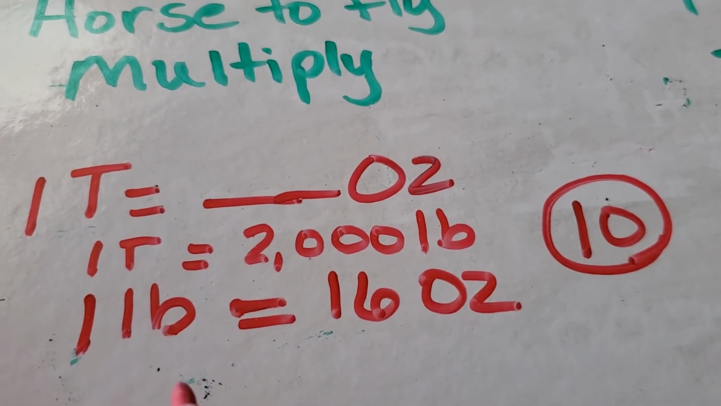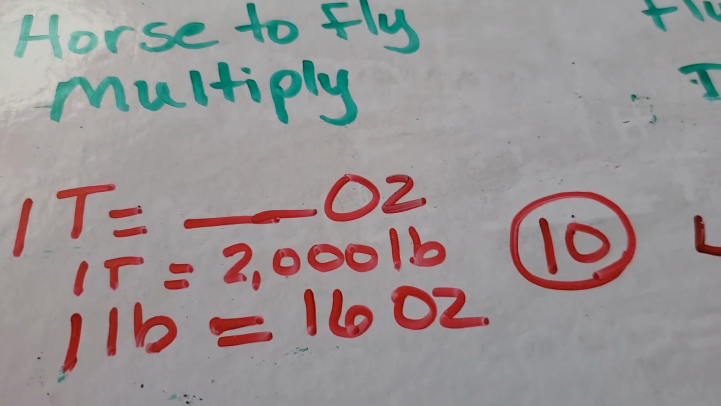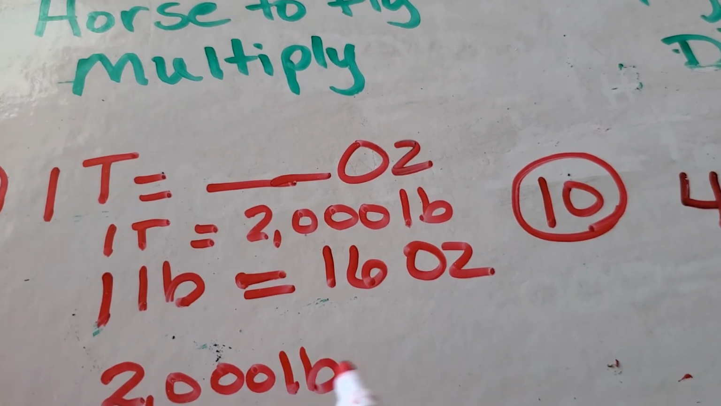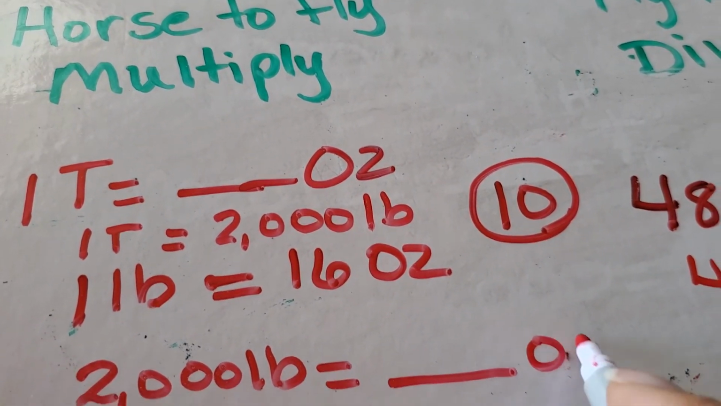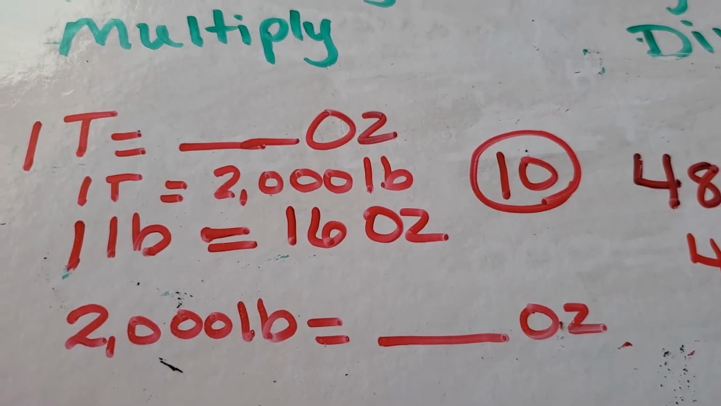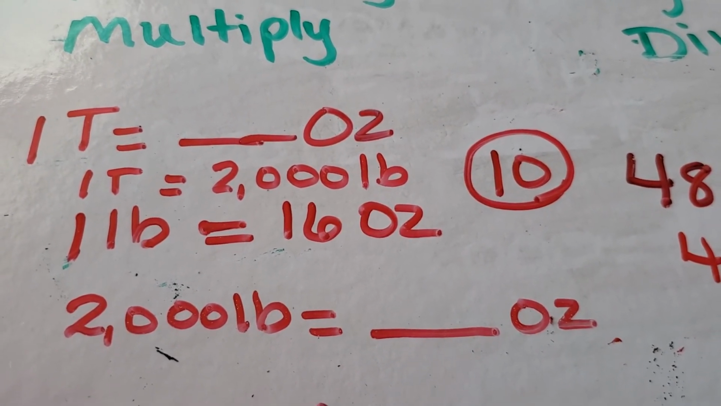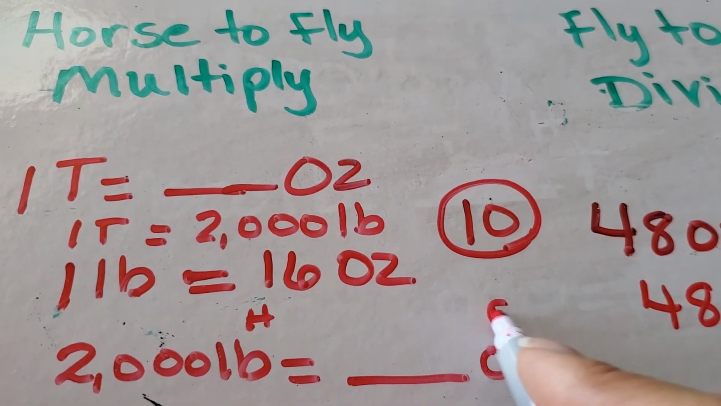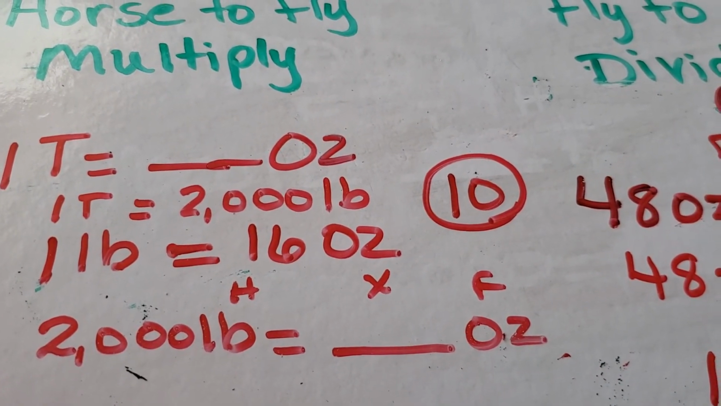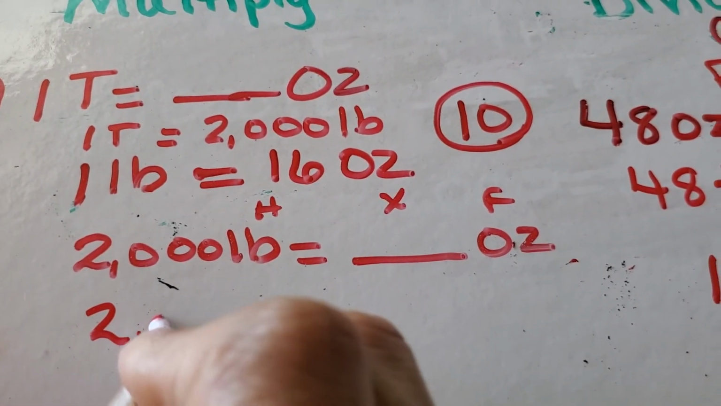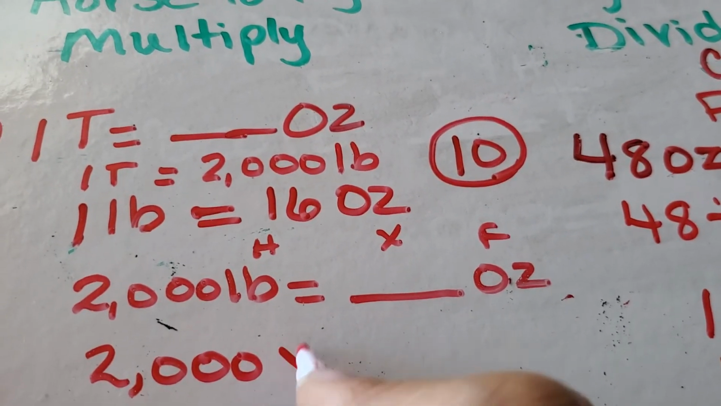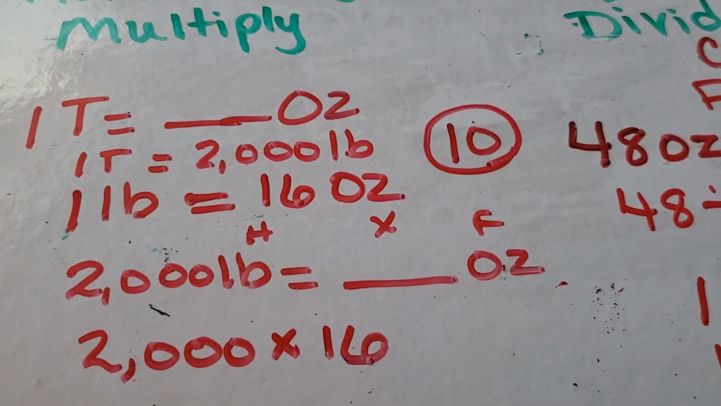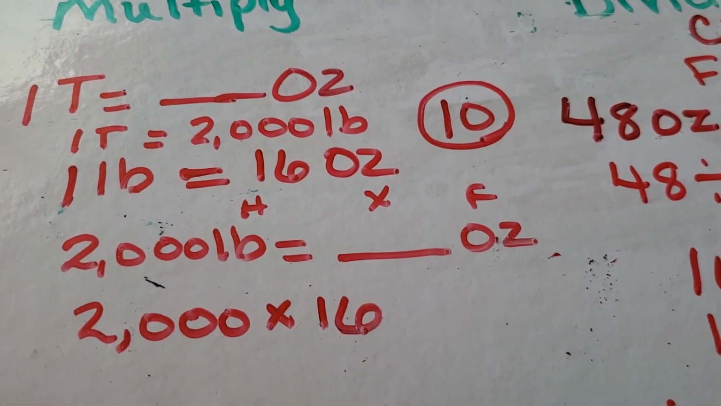So if that's the case, then we're simply going to say 2,000 pounds equals how many ounces then? Again, we're going from pounds to ounces, large unit to a small unit. So again, what? We're multiplying. Multiplying by what? 2,000 times what? 16. Remember? Because there's 16 ounces in a pound. I know it's a lot to this problem, but let's keep going.